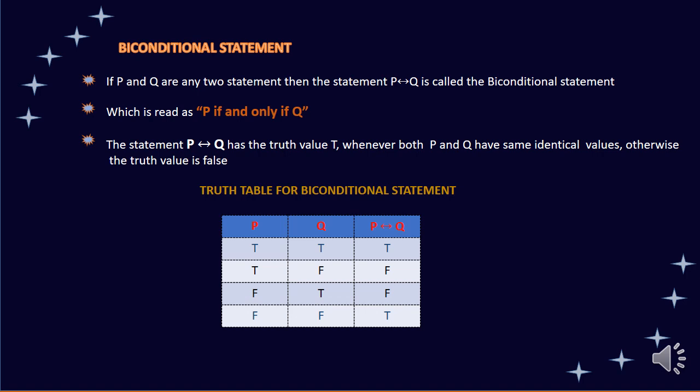Truth table for biconditional statement. The first column is P, the second column is Q. The first column of P has the truth values true, true, false, false. The second column of Q has the truth values true, false, true, false. The third column is P if and only if Q. By the definition of biconditional statement, the same truth value means it will come true, otherwise it will come false.